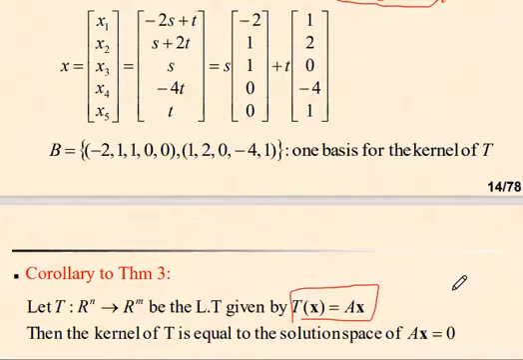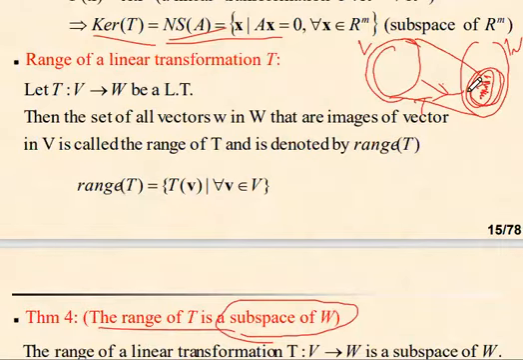Now we go to the range. The image of this entire vector space is called the range of T, the range of the transformation. We know this is a subset of W. It is not only a subset, but also a subspace.